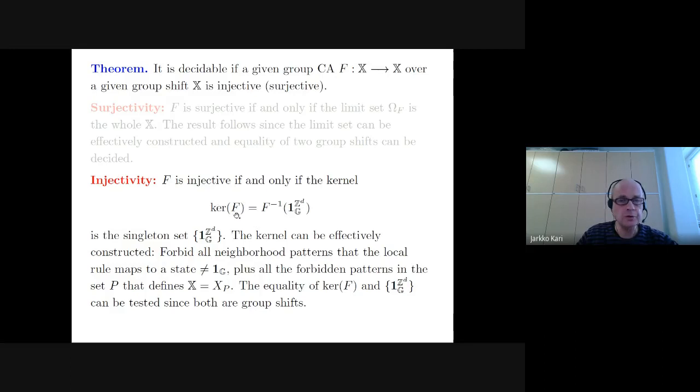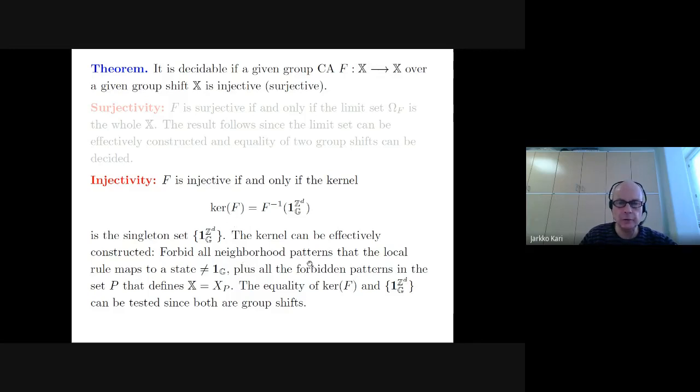It's again a group shift because you just forbid. What do you forbid? You forbid every neighborhood pattern which is not mapped into 1. Any neighborhood pattern that is mapped into a state different from 1 must be forbidden, because then a configuration containing that pattern is not in the kernel. So you just forbid those, and that defines the kernel of the homomorphism.